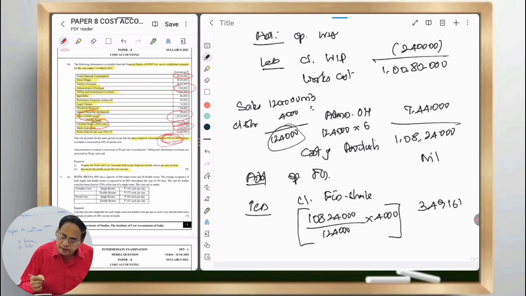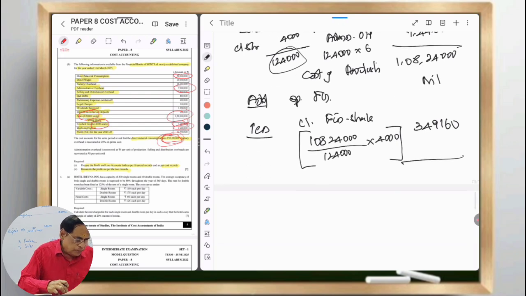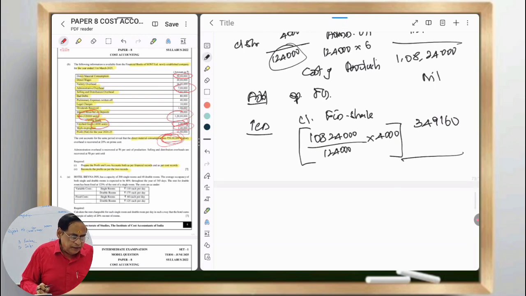3,49,161 is there, but you can make note of it and round it off to 3,49,160. So now if we deduct this closing stock, the value will be the cost of goods sold.